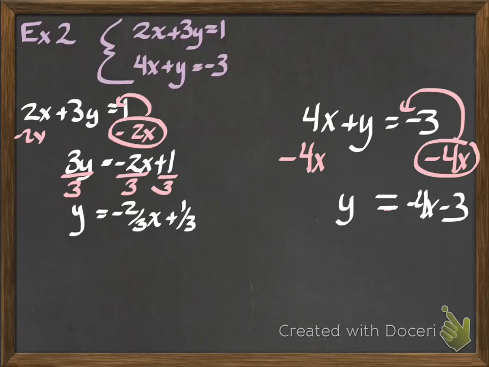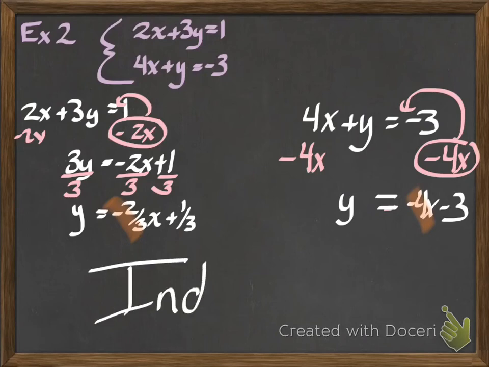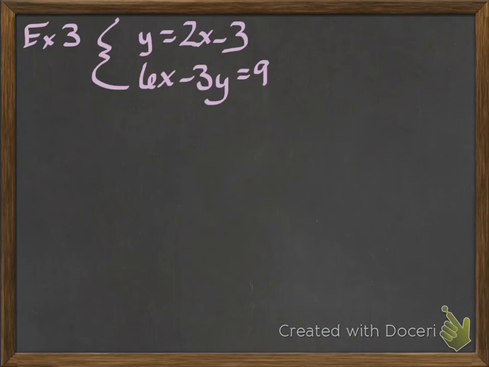Now comparing my two equations, my slopes are different. If my slopes are different, then it is an independent system. That means they are going to have one solution. When I graph this, I should get a point where they're going to cross. I don't have to look at anything else. If the slopes are different, I stop. I know it's independent.